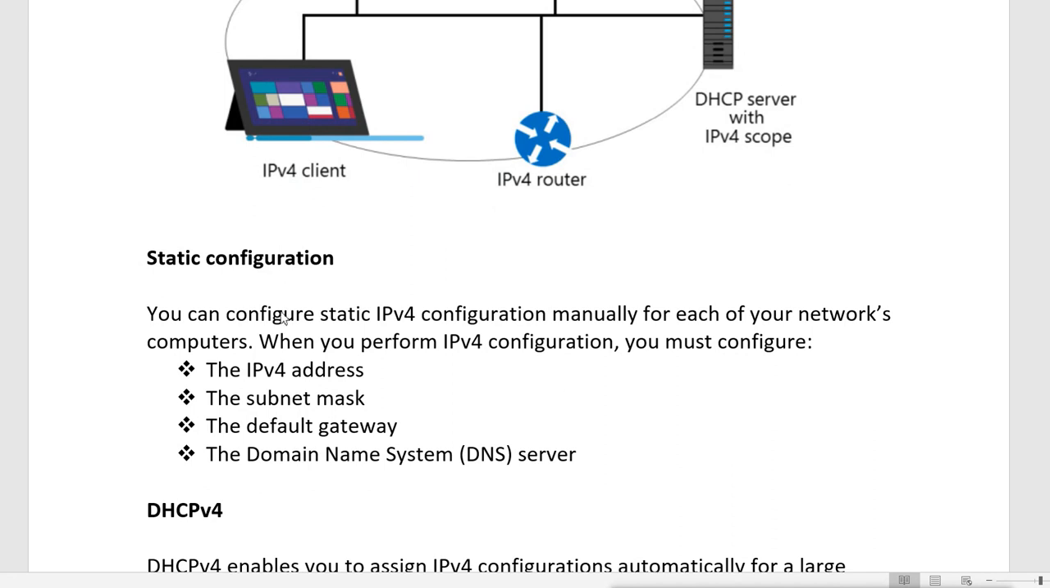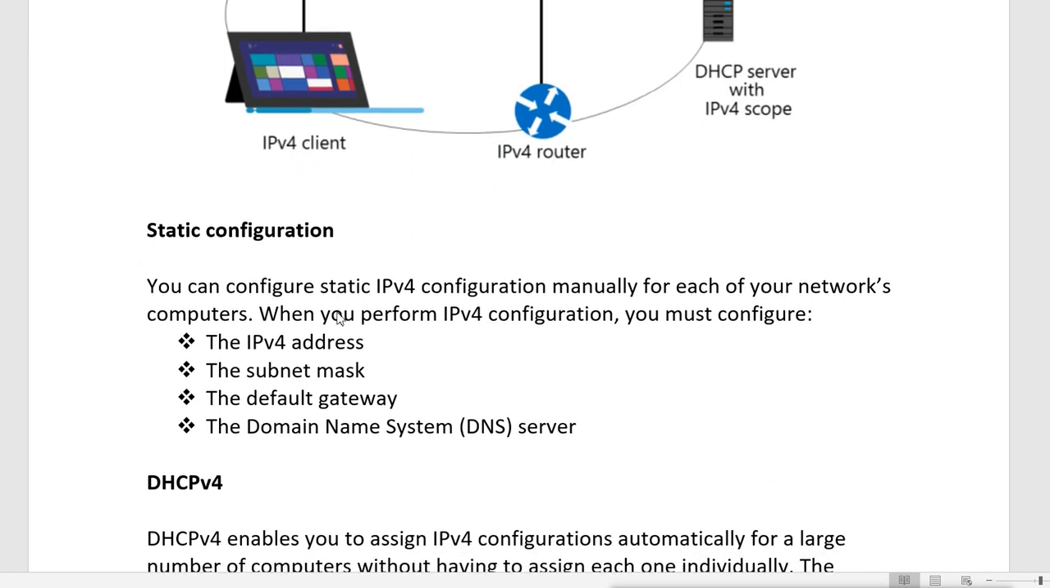So static configuration means you can configure static IPv4 settings manually for each computer on your network. When you perform IPv4 configuration, you must configure what? The IPv4 address, then the subnet mask, then the gateway, so that machines can go to other networks also. And one more important thing is the DNS server.